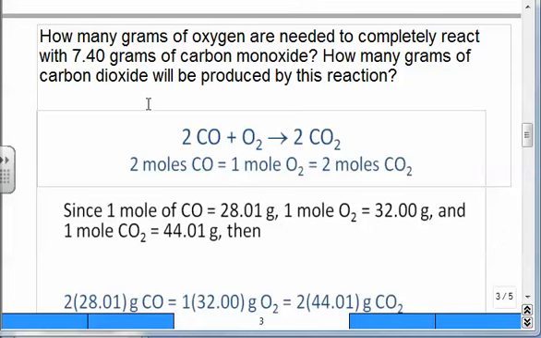Now, in this problem, we are asked how many grams of oxygen are needed to completely react with 7.4 grams of carbon monoxide, and how many grams of CO2 we will produce from this reaction. Any time we're dealing with these stoichiometry problems, we need to begin with a balanced chemical equation, which includes the mole relationship. So 2 moles of CO reacts with 1 mole of O2 and gives us 2 moles of CO2.